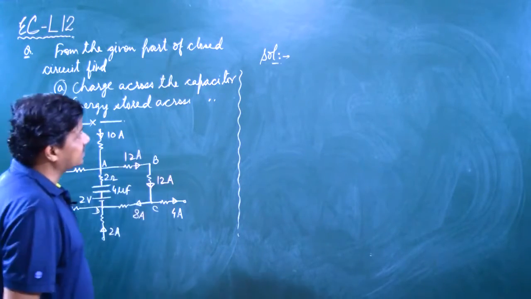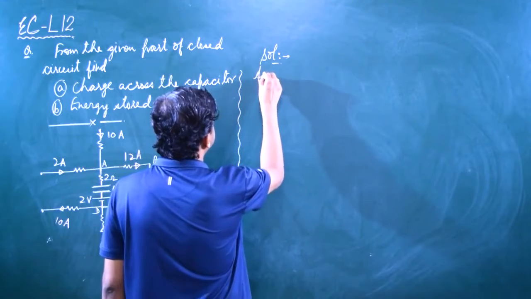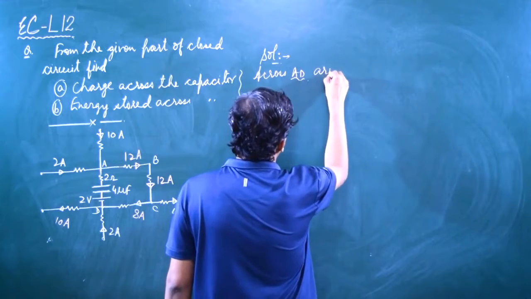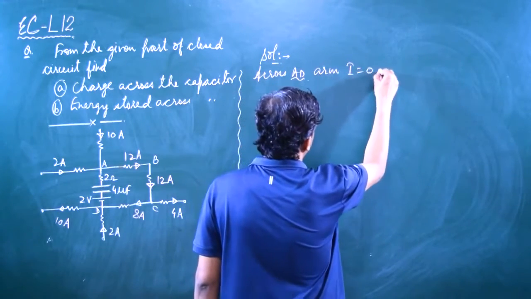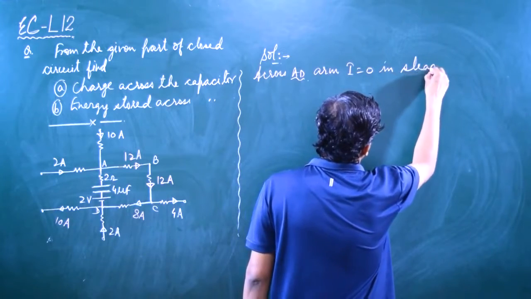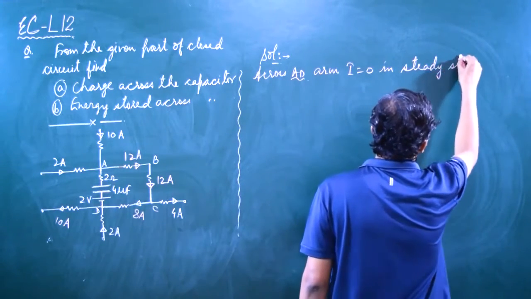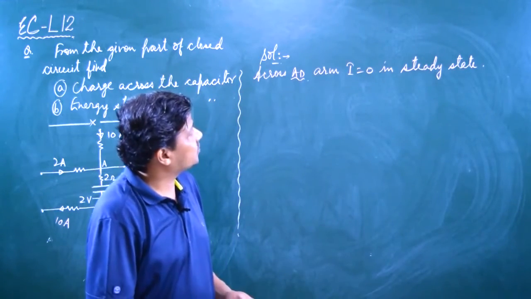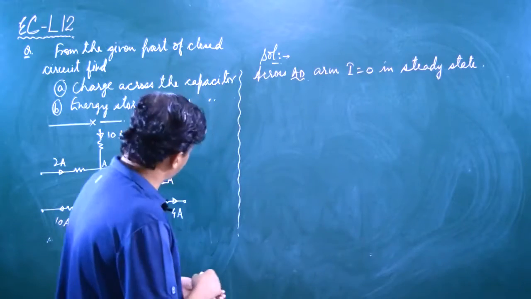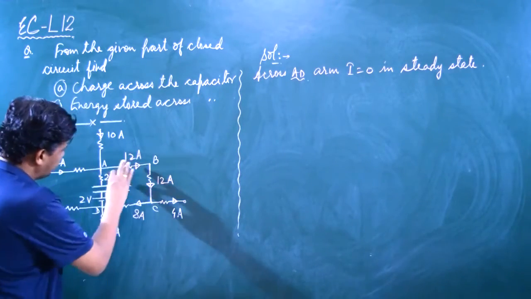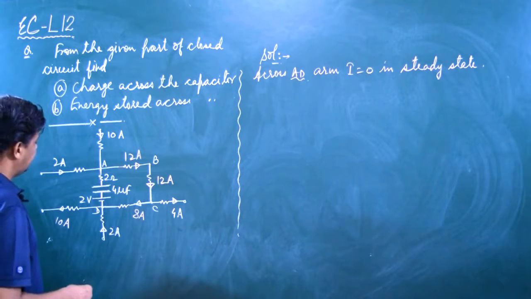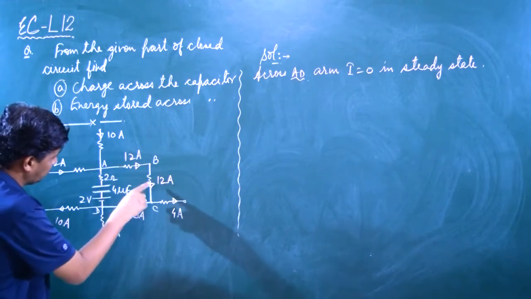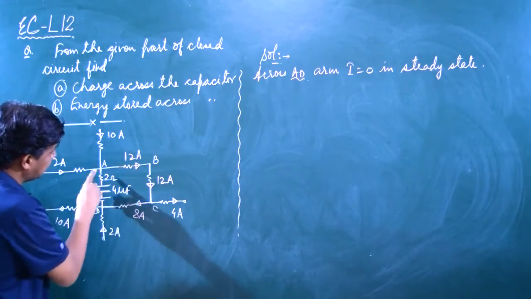So see, across AD arm, I is equal to 0 in steady state, because in steady state charge stored across the capacitor is maximum. That's why current across the capacitor arm will be 0. Now all the currents we have within this loop, and current in this arm, AD arm, is 0. Now we use Kirchhoff's loop law over this loop. All the information we have, A, B, C, D, A.